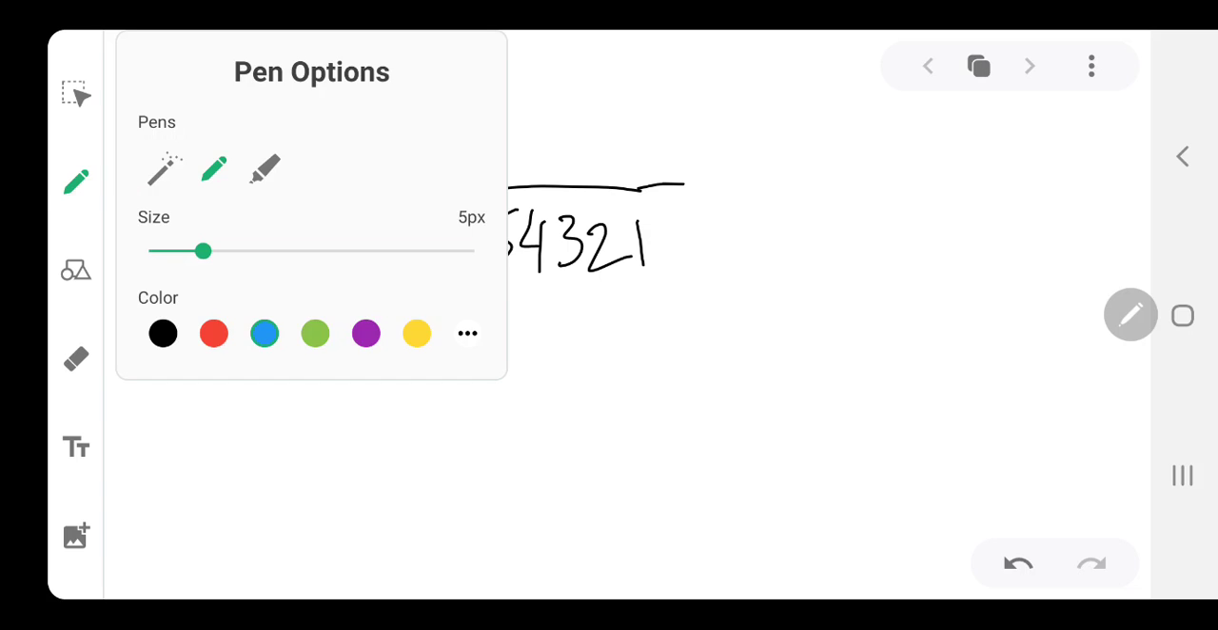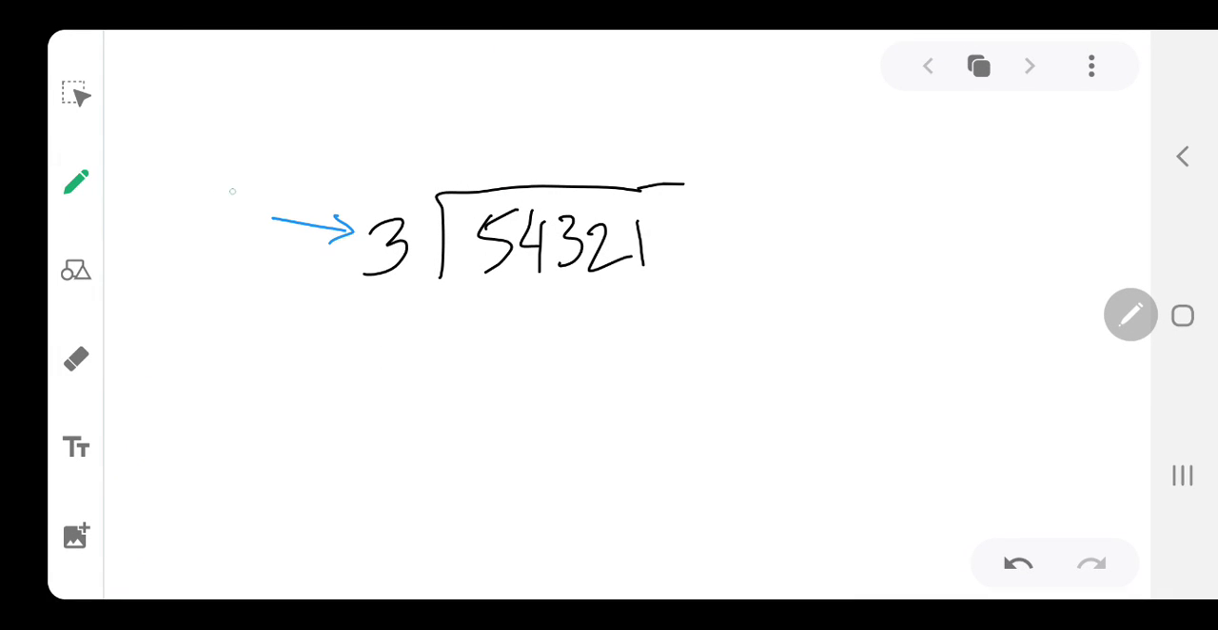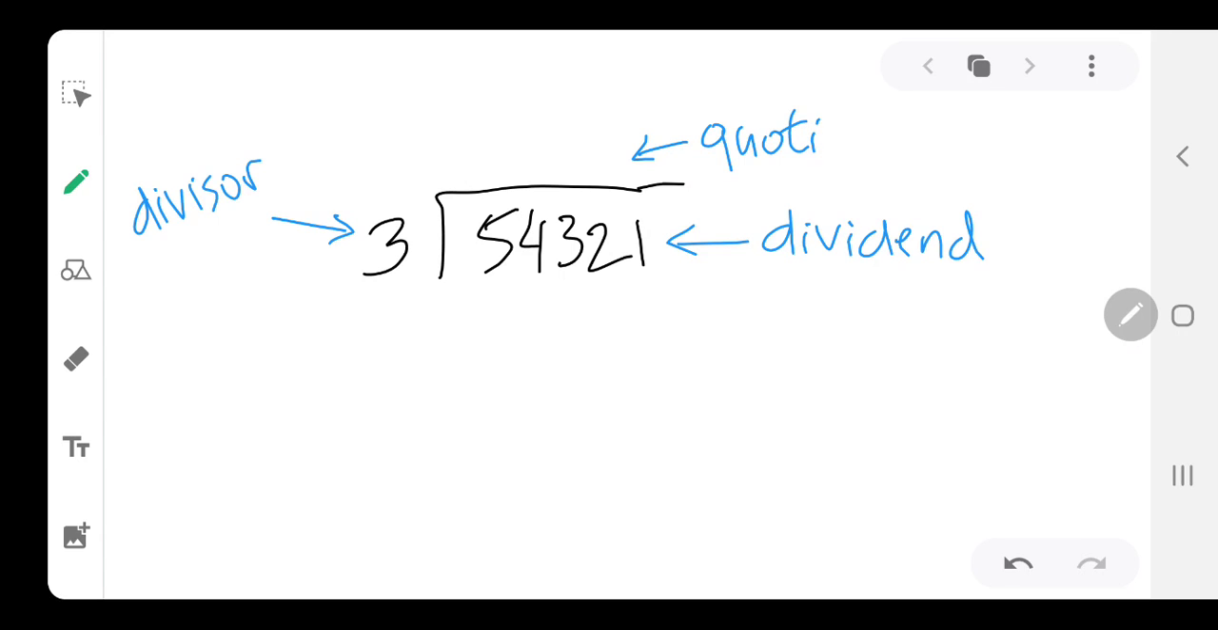So let's label what we have here. First of all, this is the divisor. This is our dividend, the thing that we're trying to divide into 3 equal parts. And the answer is going to be our quotient, which we're going to write as a whole number and maybe a remainder. I don't know yet what we're going to have. All right, so let's get started with this.